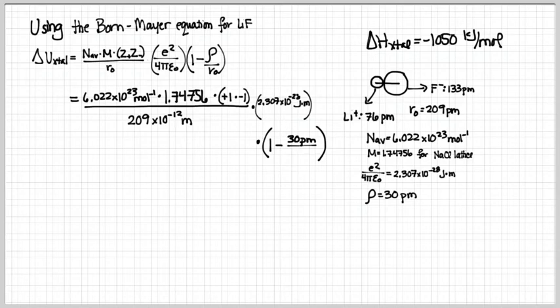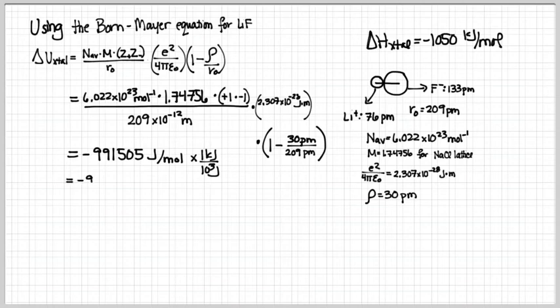So that's 30 picometers, so this is just the Born repulsion constant. And then we're going to divide by the r naught, the distance between the ions, and here we're going to leave it in picometers because rho's in picometers. Okay, so when we put all of those things together and we put it into our calculator, I get -991,505, and our units are joules per mole. Okay, now I'm going to convert that to kilojoules, remembering that for every 1 kilojoule, that's 10 to the 3rd joules. All right, and so that comes out as -992 kilojoules per mole.